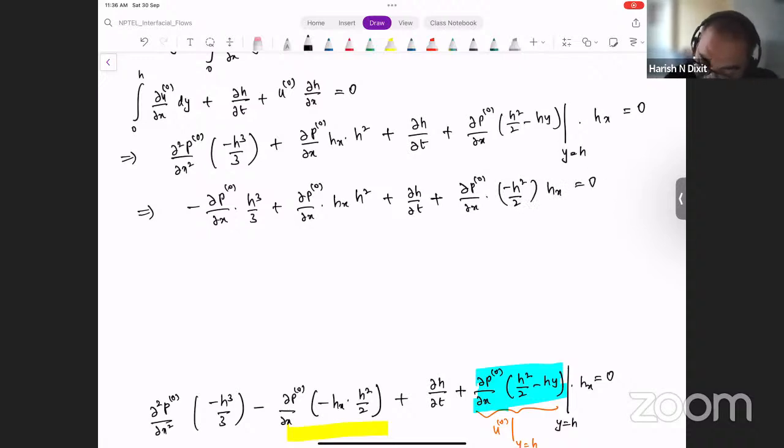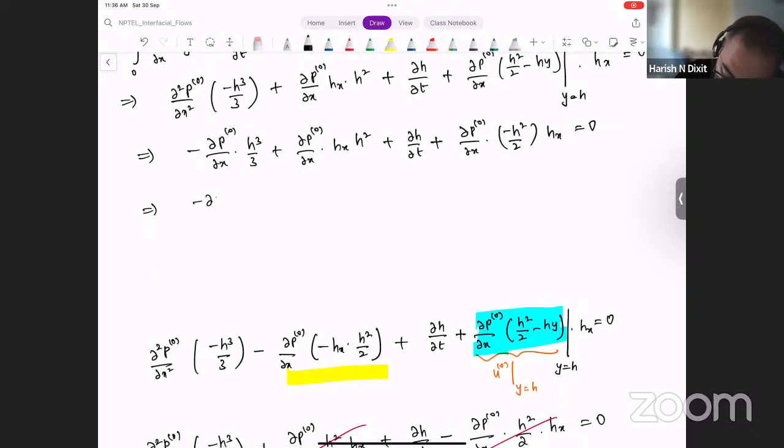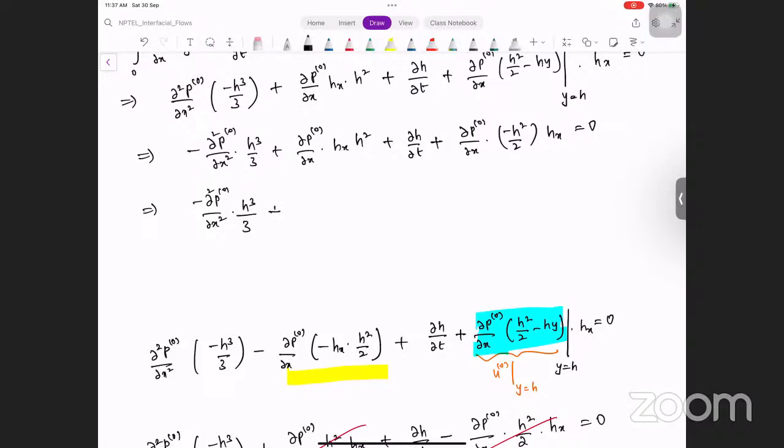Now, instead of these two fellows cancelling out, I'm still a little concerned about where this is going. But till I've done this, I don't want to. Sir, here del square p0 by del x square plus first. Oh, sorry. Thanks. This becomes minus, correct? No, this becomes plus.